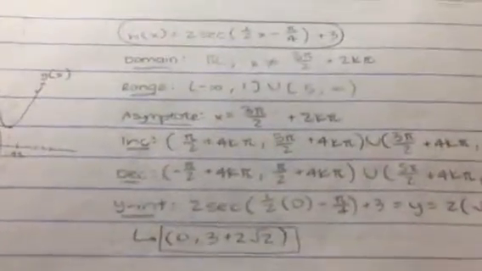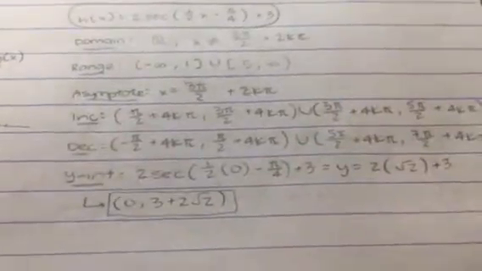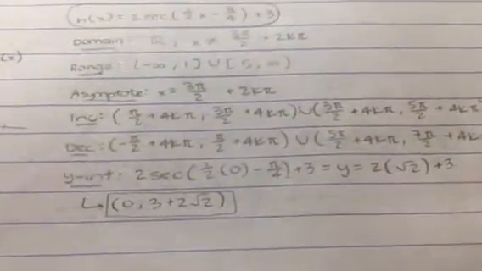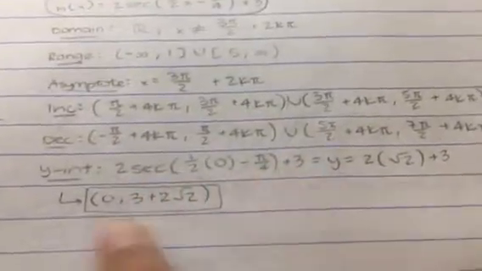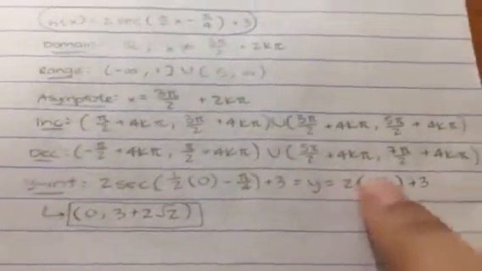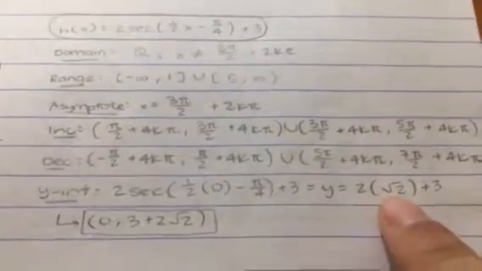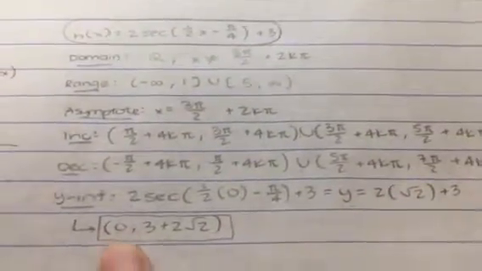to show the infinite intervals where it's decreasing. And then for the y-intercept, I just substituted in 0 for x. So I just solved this and got y equal to 2 root 2 plus 3. So the y-intercept is (0, 3 plus 2 root 2).